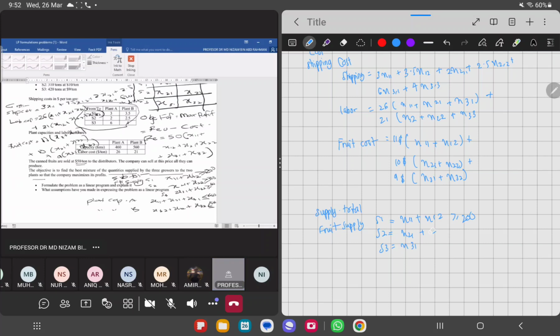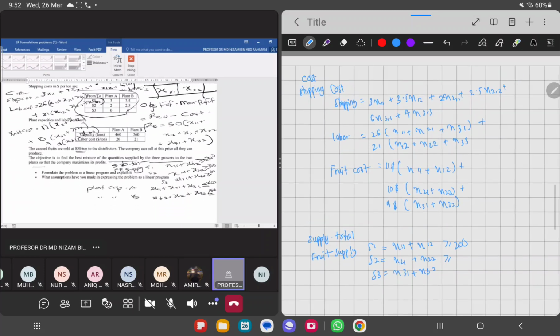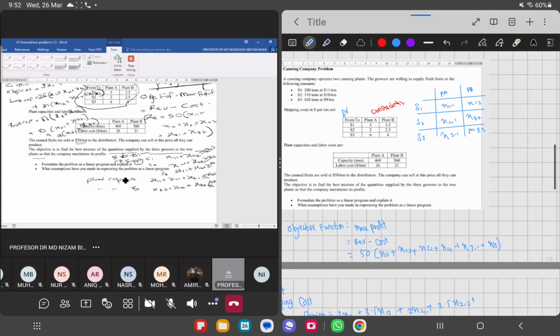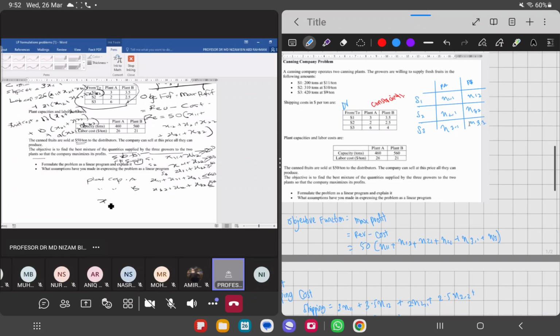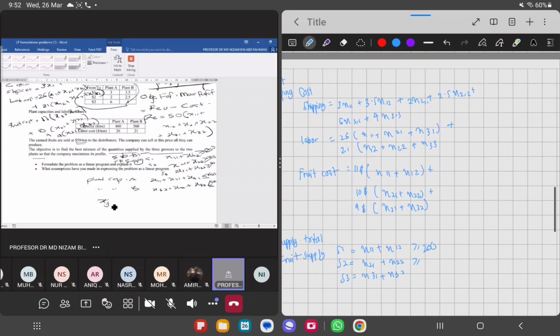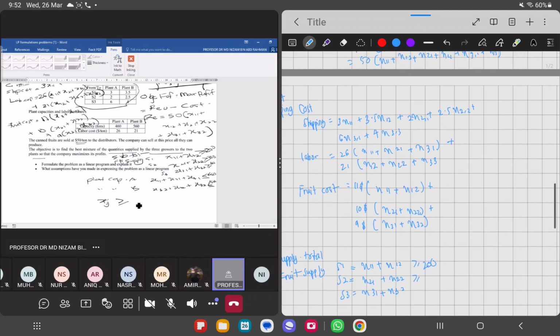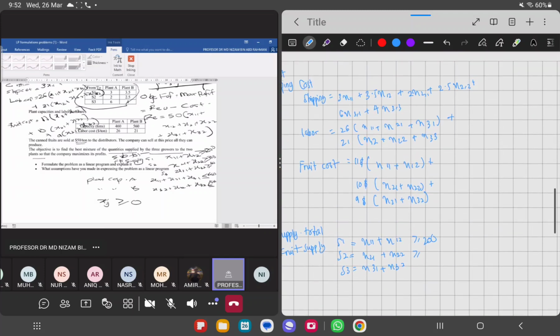Any other constraint? Nope. The other constraint is basically that Xij, X11, X12, X21, X22, and so on and so forth, must be greater than or equal to 0. That's the last constraint. Okay.